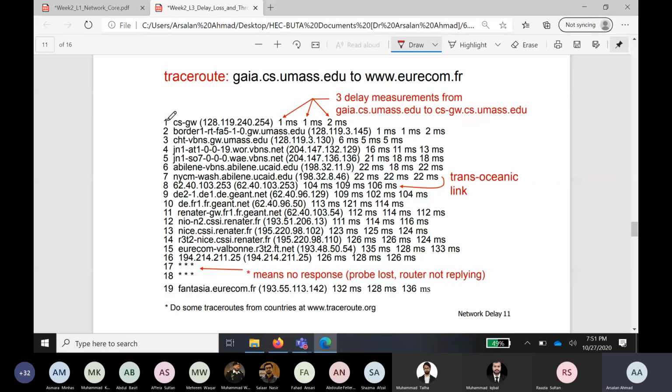Okay, so the first column is simply the node number or the router number. So the first router, the second router, third, fourth, and so on. The 19th hop is the destination. The second column is the name of the router. The third column is the IP address of the router, and the fourth, fifth, and sixth columns are the 3 measurements, the 3 probes that are being returned from that hop and recorded by the source node.